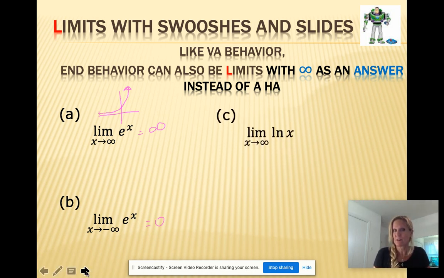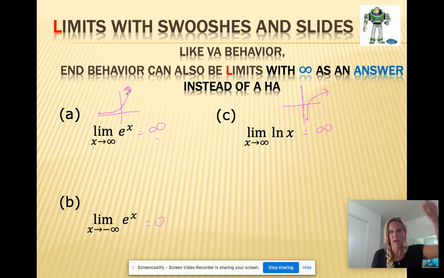What about this? If you know what the exponential function looks like, then you know what the log function looks like. This behavior also goes off to positive infinity. Now, these two infinities aren't equal, right? E to the x swooshes off to infinity very quickly. ln goes to infinity, but very, very slowly.